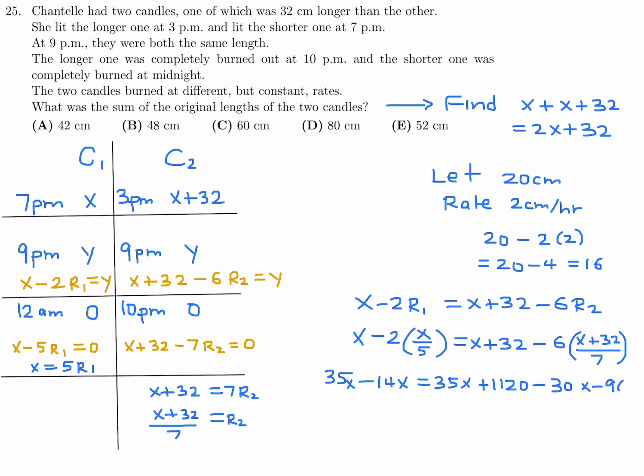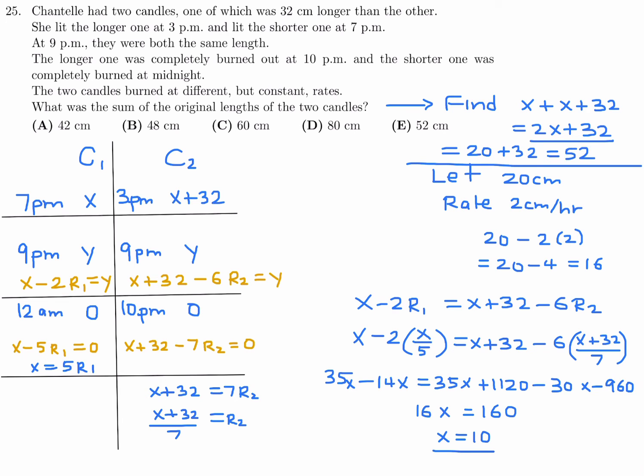minus 960. Okay, and then if you collect like terms, you get 16x is equal to 160, and therefore x is equal to 10. There we go. So going back to our original, 2x plus 32 looks like 20 plus 32, and that is 52. So there we go. Number 25, the answer is E.